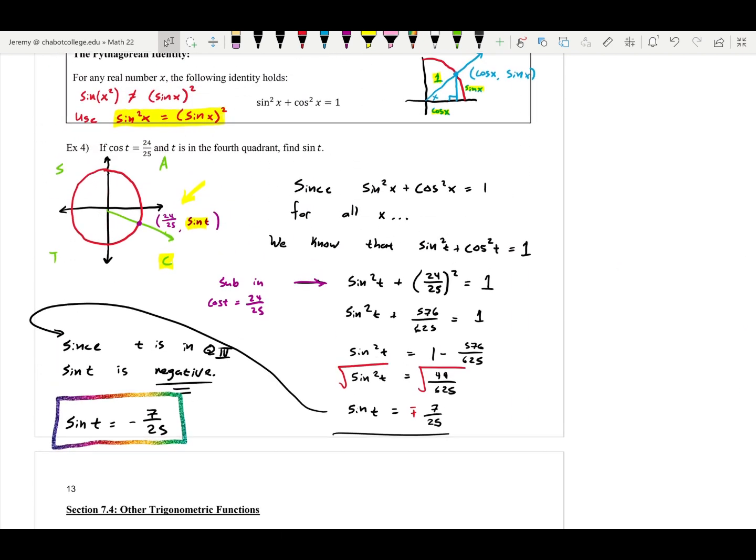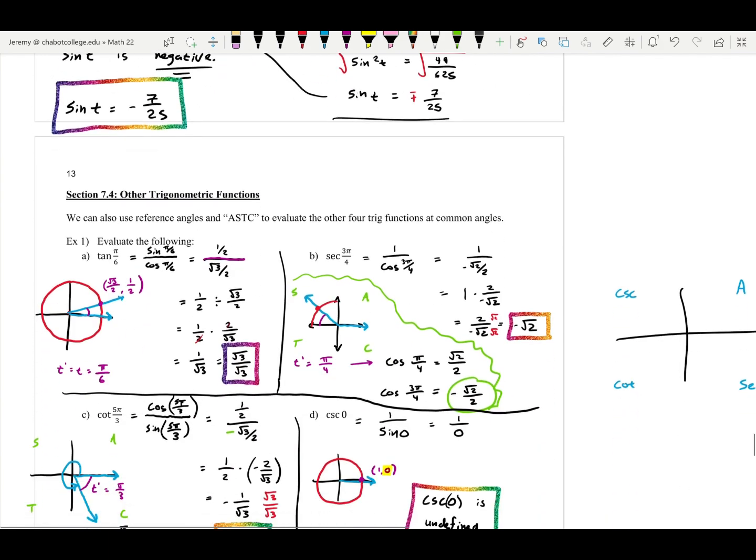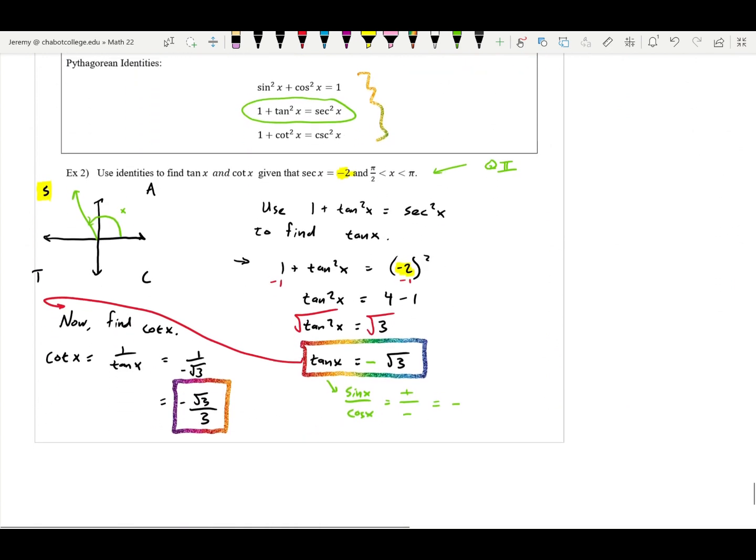We did something very similar to find sine of t when cosine of t was 24 over 25. I think it's a good idea to compare these two problems and see that it's a very similar process, just using a different identity.